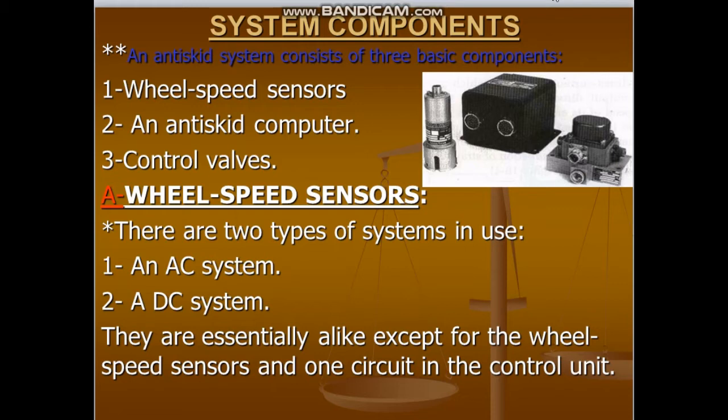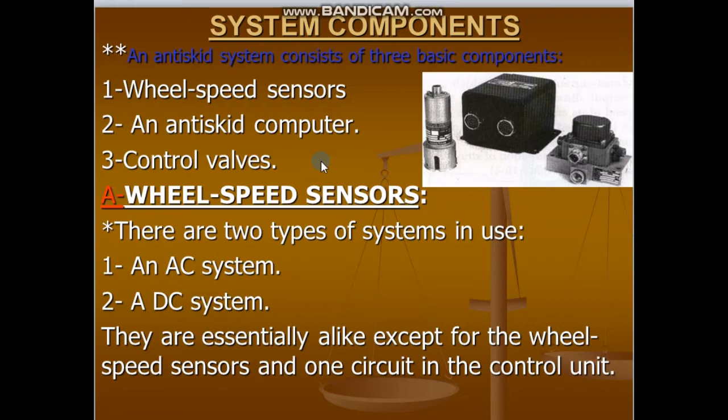Today our video will talk about the anti-skid system components, and we will illustrate the function of every component of the anti-skid system. The anti-skid system consists of three basic components: wheel speed sensors, an anti-skid computer, and the last one, control valves. If you see this figure, you find that this is our wheel speed sensor, here we have the anti-skid computer or control unit, and here we have the control valves.